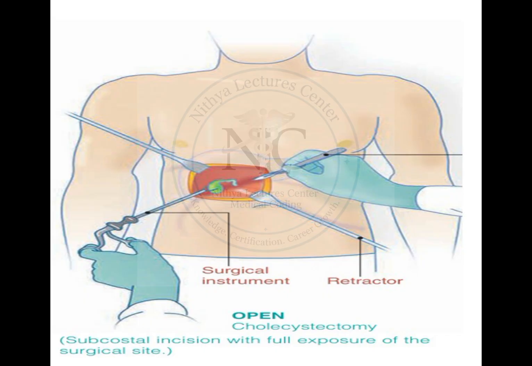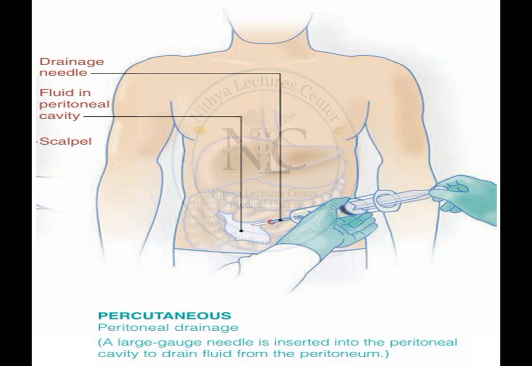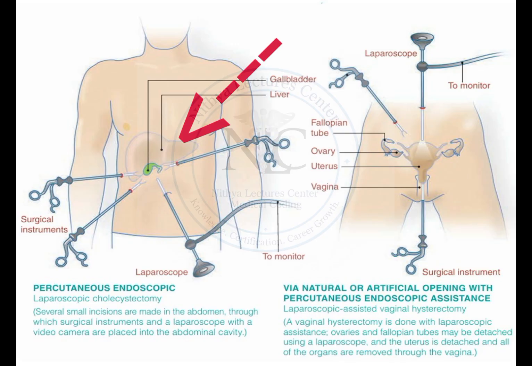And the third one is percutaneous approach. Per means through and cutaneous means skin. So this is a small poke or puncture, like using a needle or a very small tube to reach inside the body, which is percutaneous. Then percutaneous endoscopic. This is similar to the poke, but the doctor also uses an endoscope, like a tiny camera, to see what they are doing on the monitor. So that is percutaneous endoscopic.